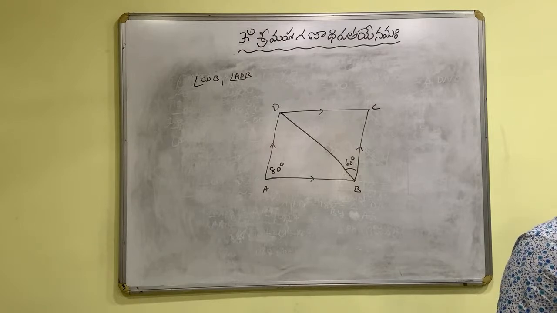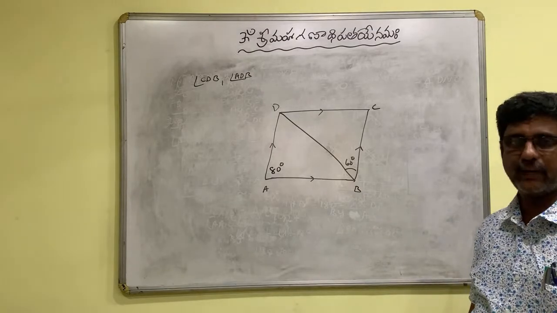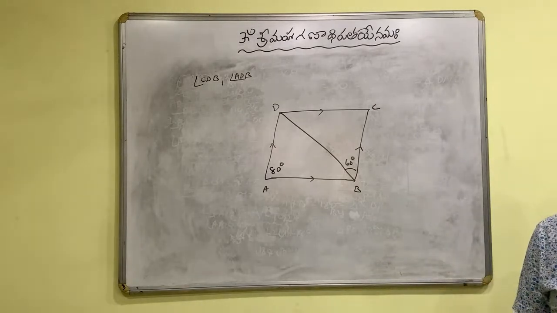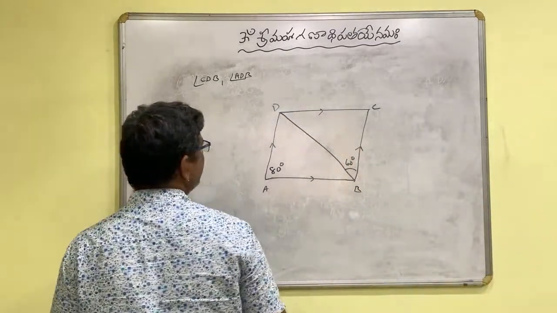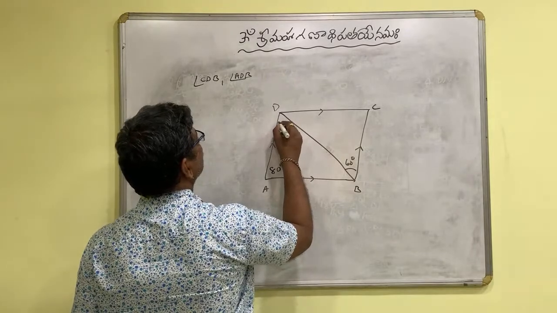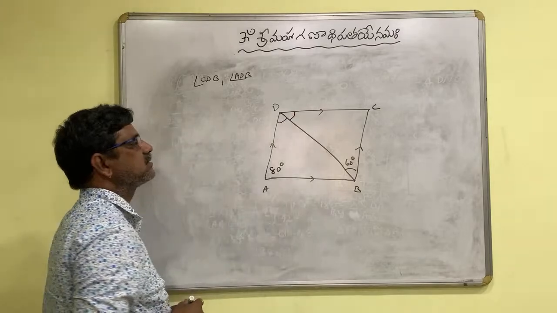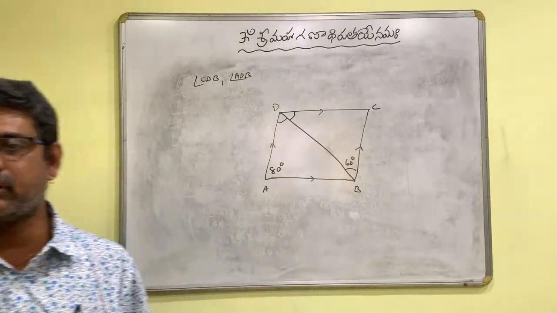Right. Look at the problem on the board. We need to find out angle CDB and angle ADB. Angle ADB, this one, CDB, this one. These two angles we need to find out. So any idea from your side?